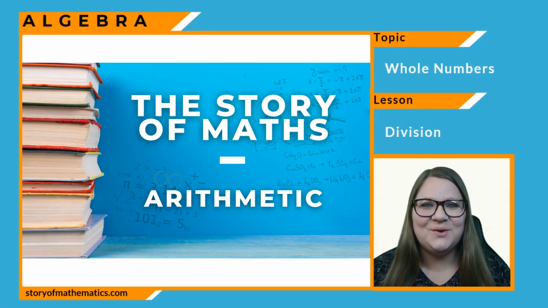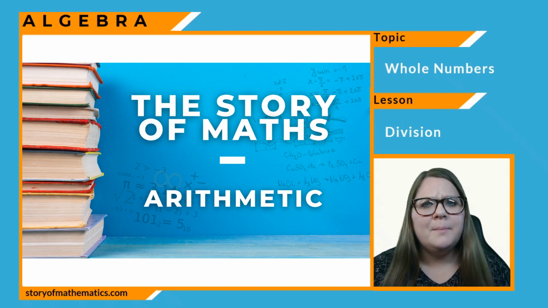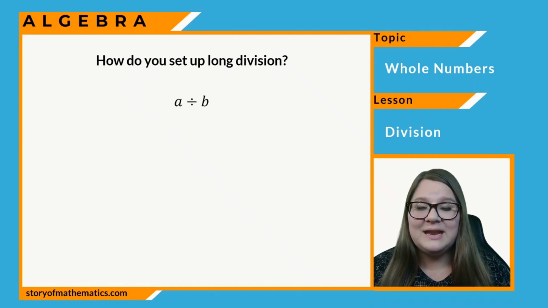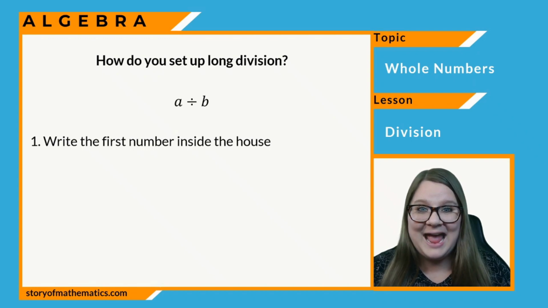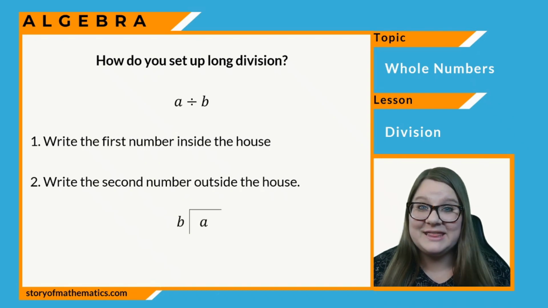Hi, in this video, we're going to learn how to divide using long division. But the first thing you have to do is figure out how to set up a long division problem. Well, if you're given A divided by B, you're going to take that first number, A, and put it under the house, and the second number, B, and put it on the outside, to the left of the house, so that it looks like this.